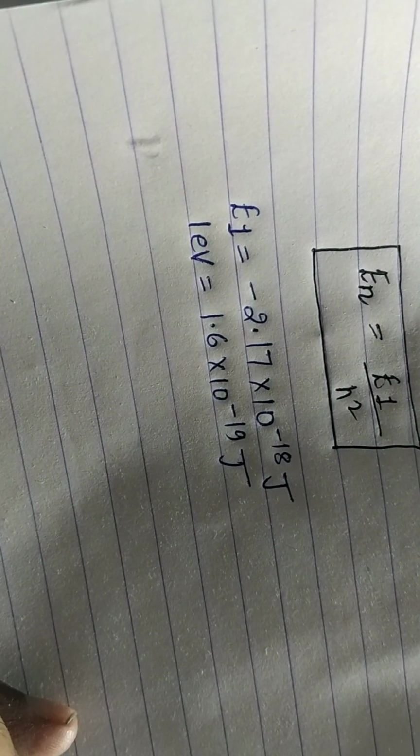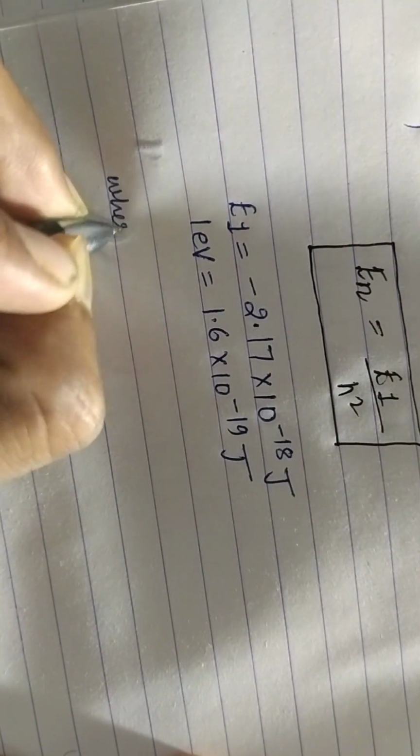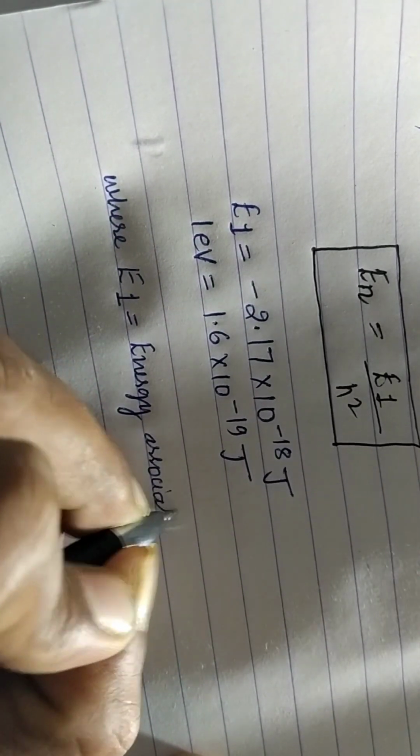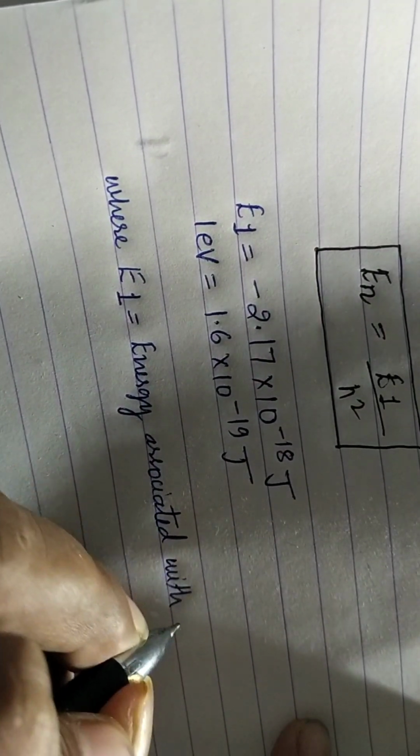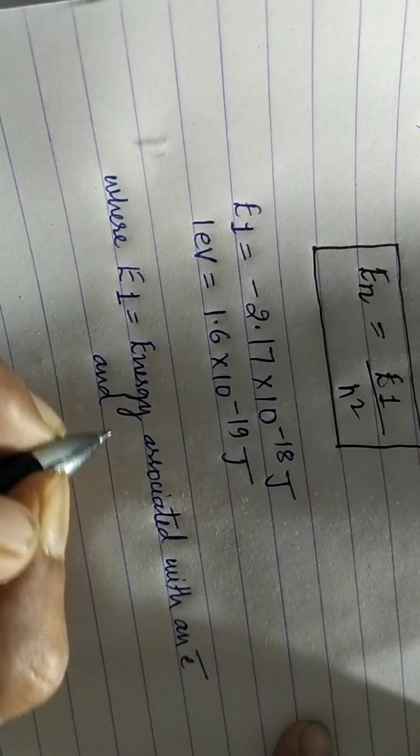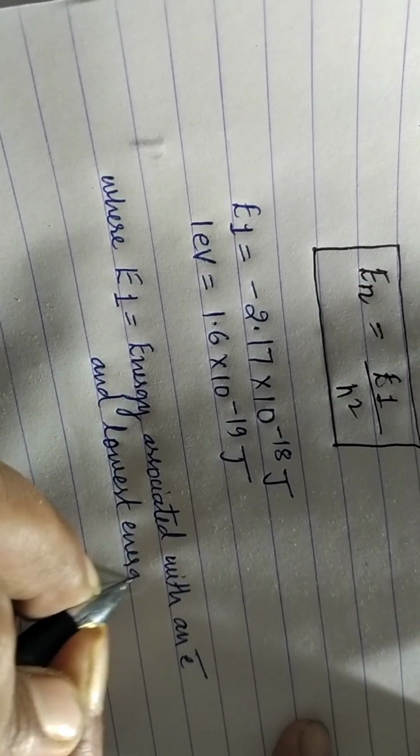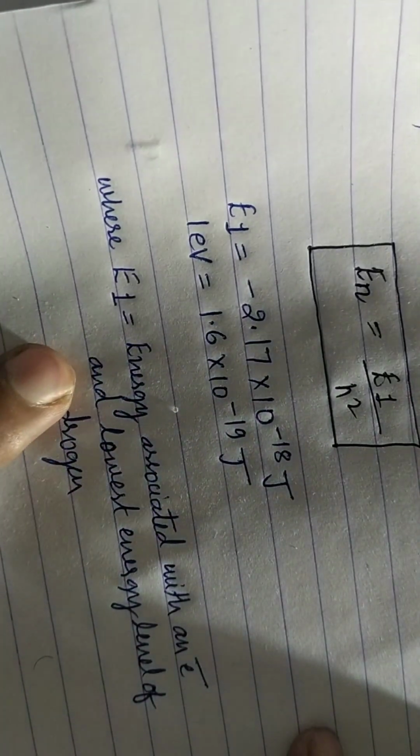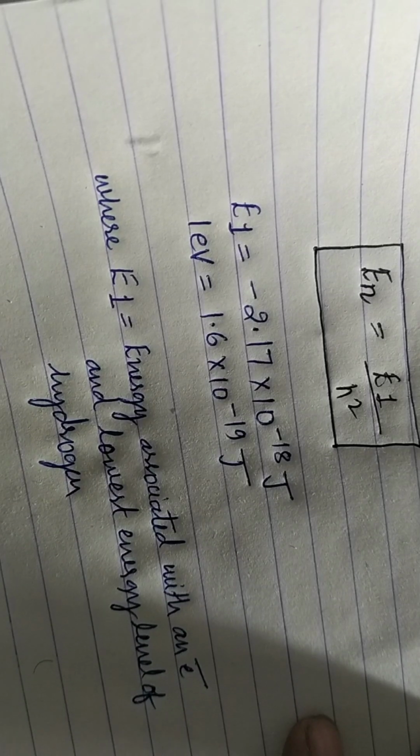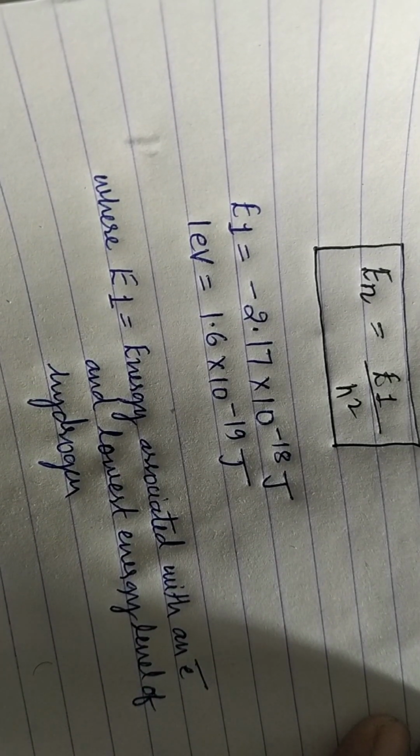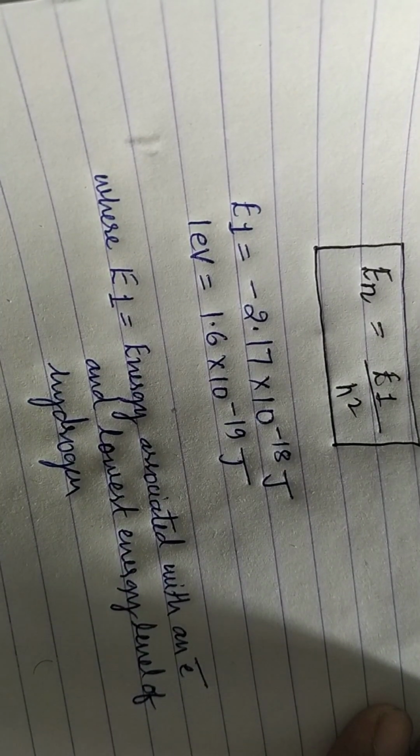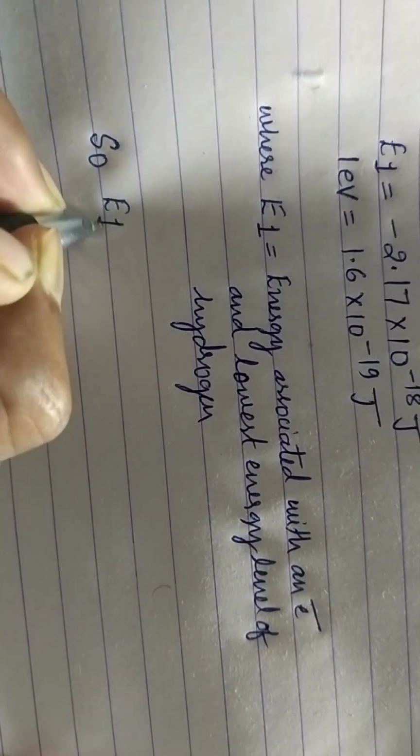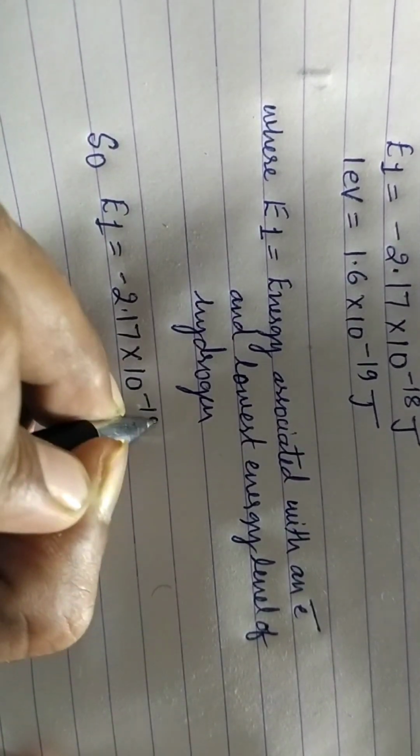So you can convert it into electron volt also, where E1 is equals to energy associated with an electron and lowest energy level of hydrogen. E1 is the energy associated with one electron, or you can say the lowest energy level of hydrogen. So E1 is equals to minus 2.17 into 10 to power minus 18 joule.